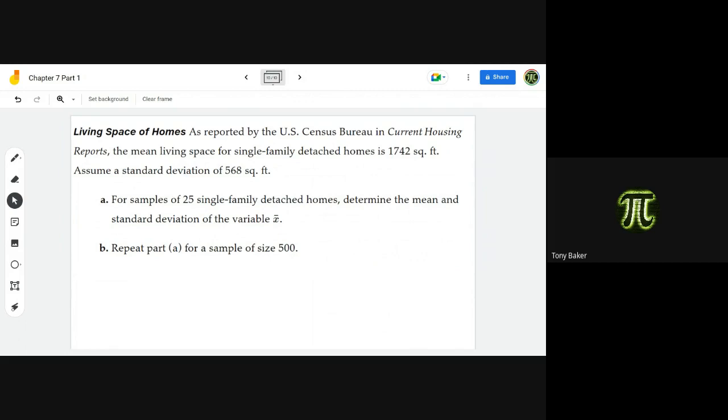So we're going to take a sample of 25 homes. What's the mean and what's the standard deviation of that? Okay. Now, remember, we don't know which 25 homes. So what do we say about the mean? The mean is going to be what? It's going to be the same, right? So the mean for this is still 1742.